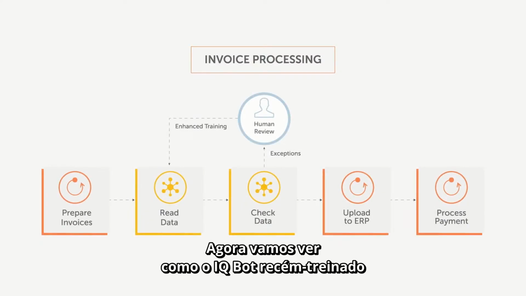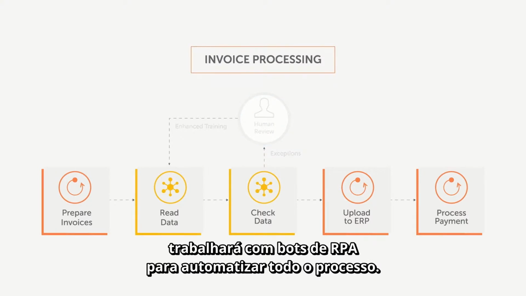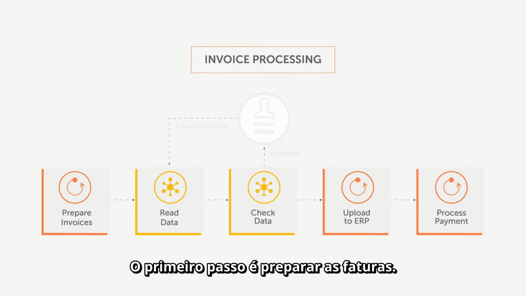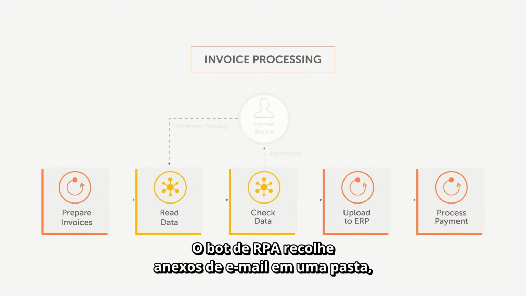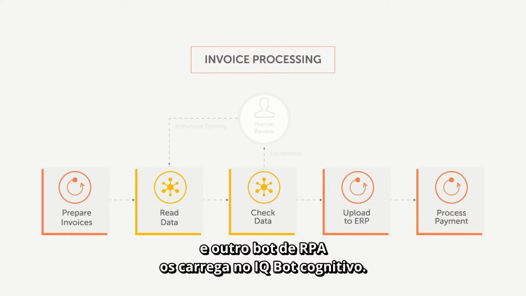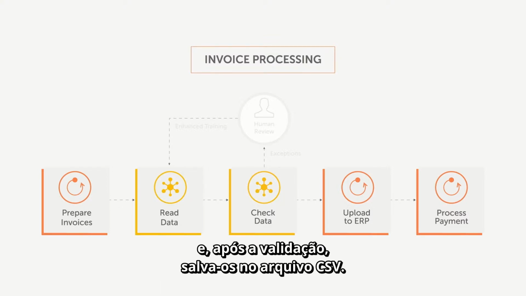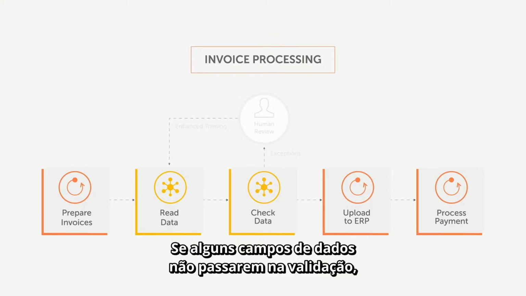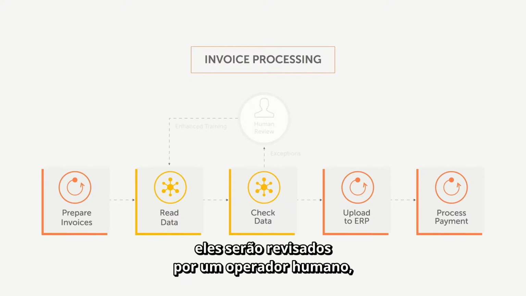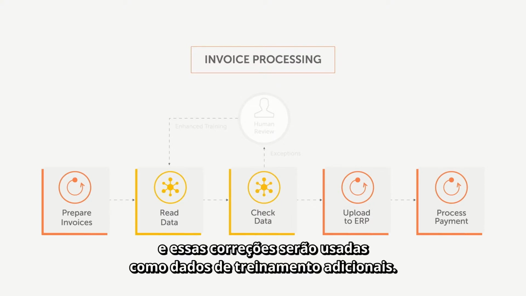Now let us see how the newly trained IQBot will work with RPA bots to automate process end-to-end. First step is preparing invoices. RPA bot collects email attachments into one folder and another RPA bot uploads them into Cognitive IQBot. IQBot extracts data from invoices and after validation, saves it to CSV file. If some data fields don't pass validation, they will be reviewed by a human operator, and these corrections will be used as additional training data.